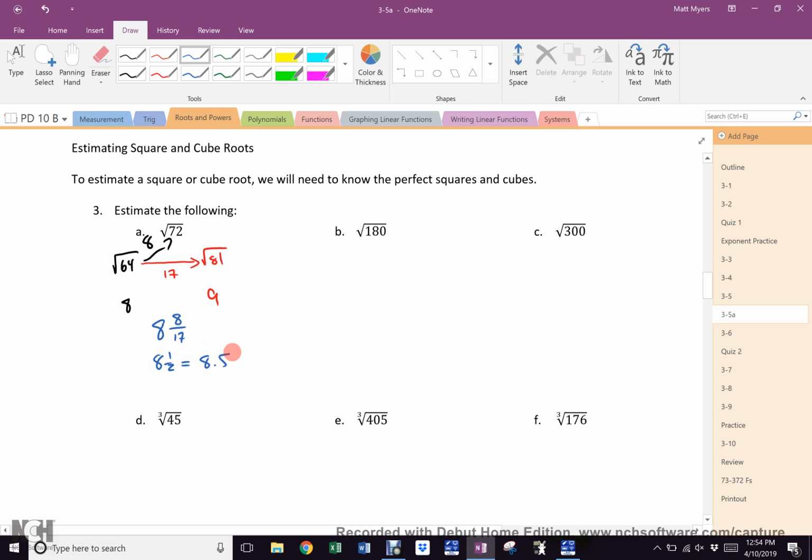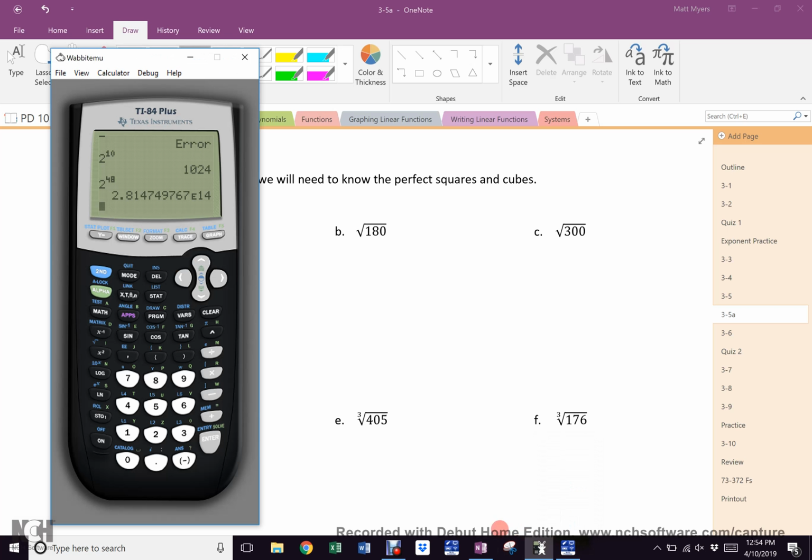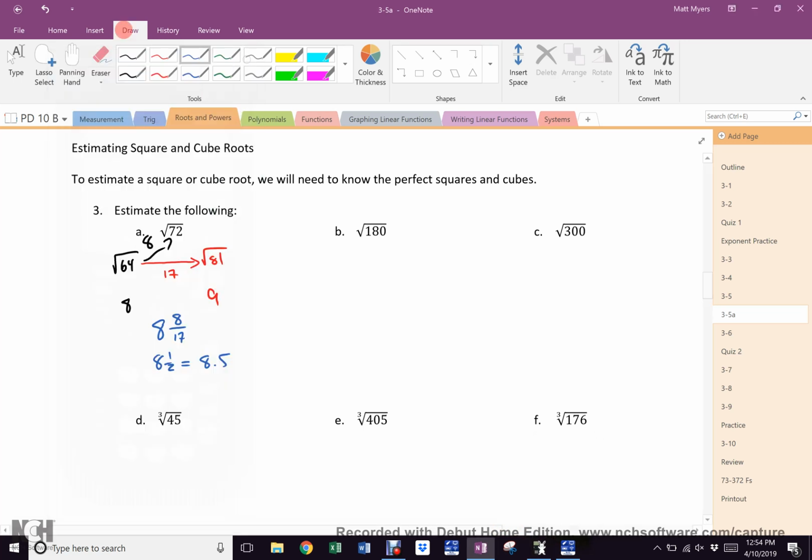What's the square root of 72 on your calculator? Square root 72, 8.49. Good rounding, everyone. 8.49. Is that awfully close to 8.5? Yes. What's this one going to be? No.